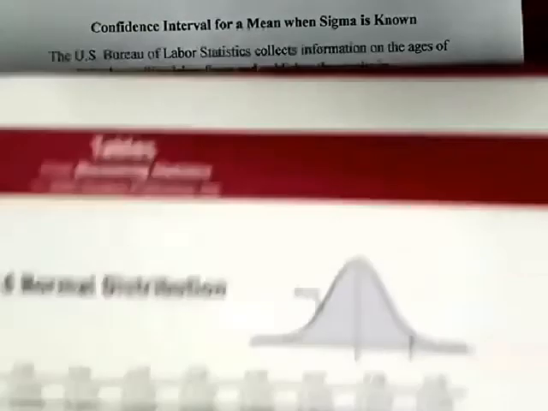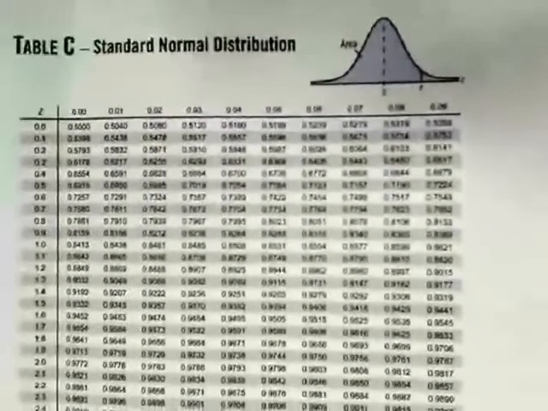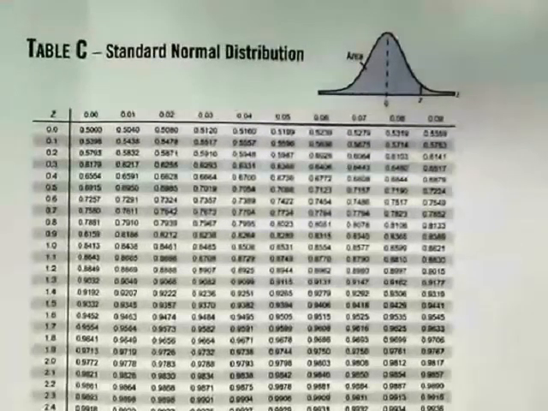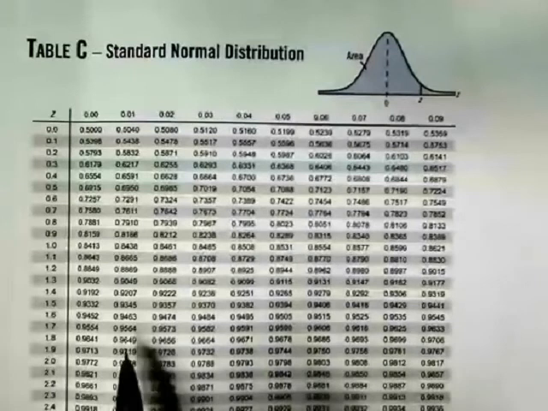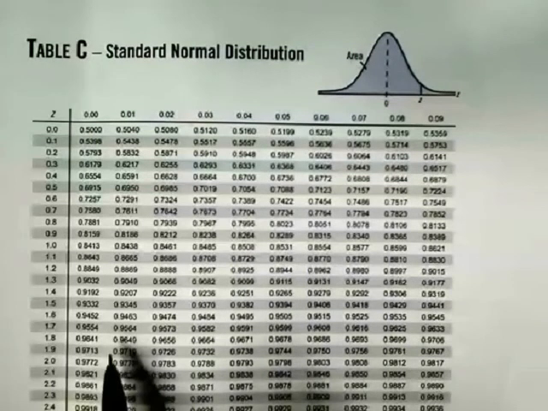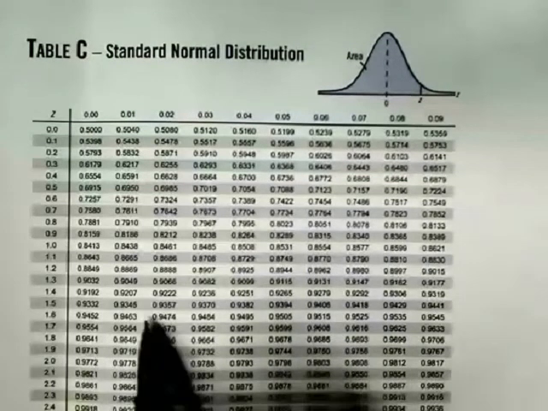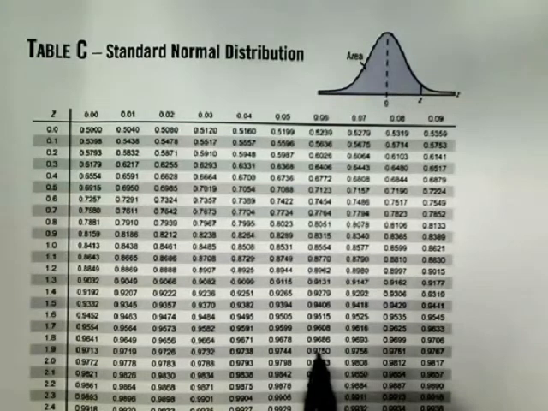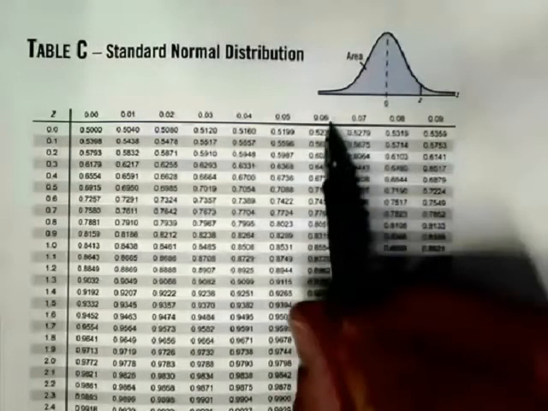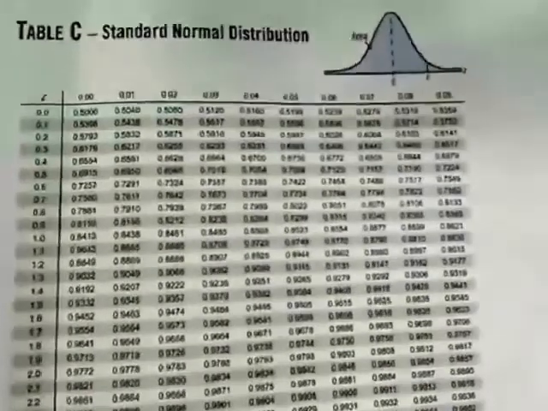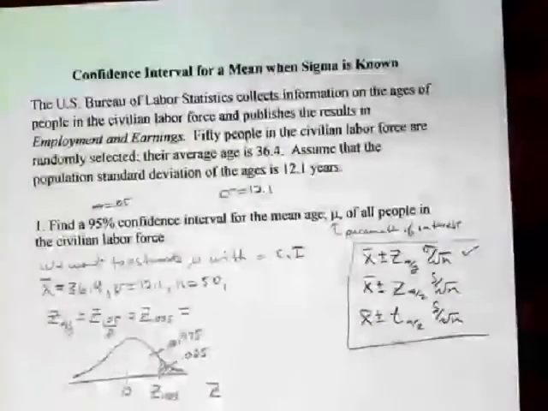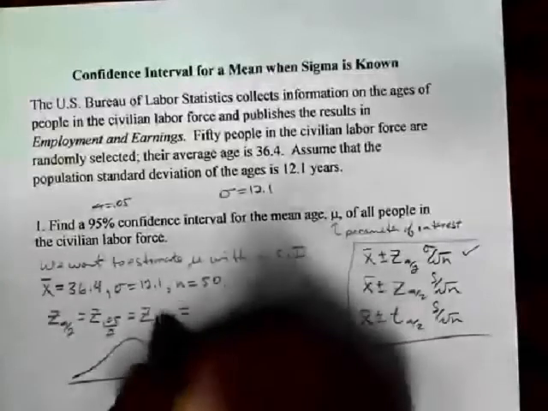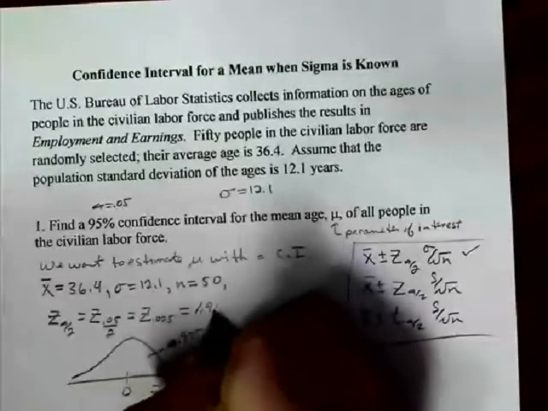So here I've got my table, trusty table C, and in table C here I'm looking at 0.9, let's see, I'm looking for 0.975 in the middle of the chart for an area, and I got it, I nailed it right on. The z-score that corresponds to 0.975 is 1.96. Okay, 1.96. So z sub 0.025 is 1.96.